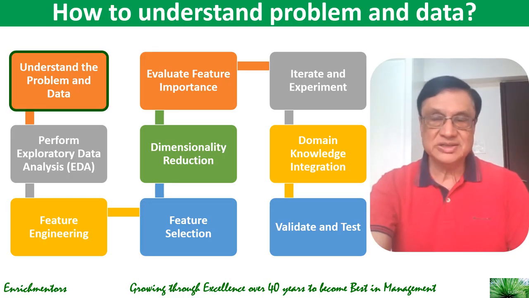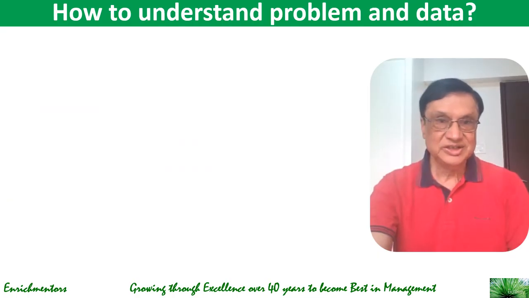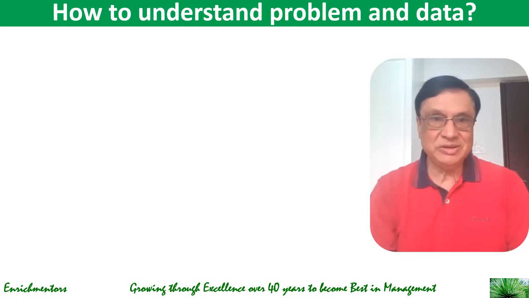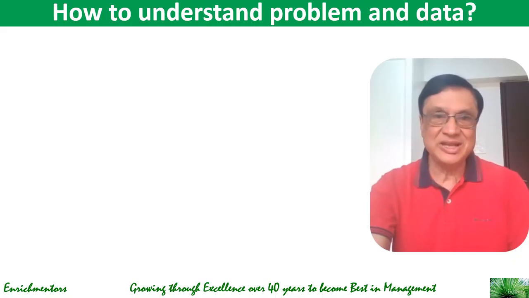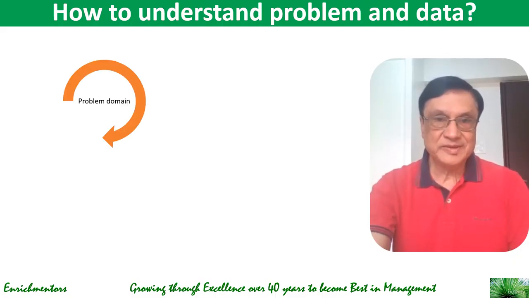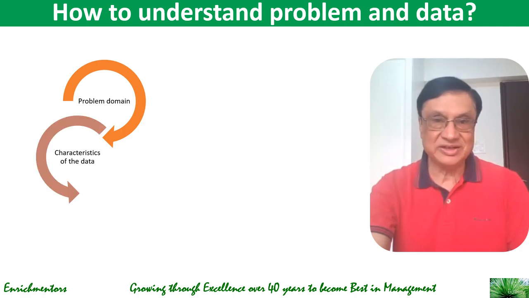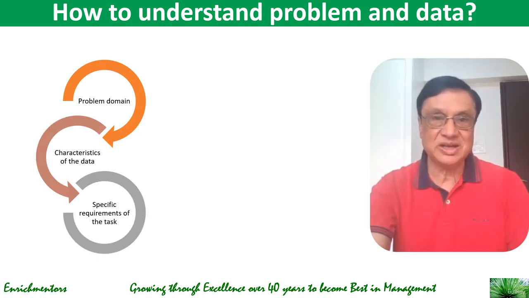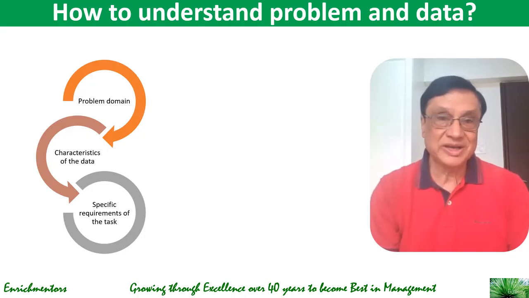So how do you understand the problem and data? This is a common step in all machine learning, and even in life, in all businesses. To understand the problem and data, you need to get a deep understanding of the problem domain, the area of the problem, the characteristics of the data, and the specific requirements of the task. You need to understand what you are required to do, what your area of the problem is, and what is peculiar about your data that will help you design the features.